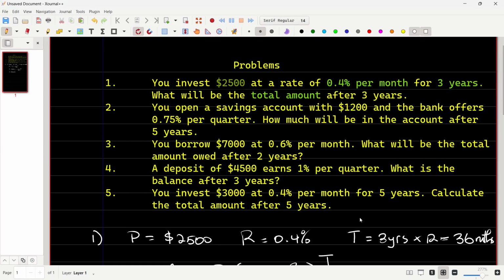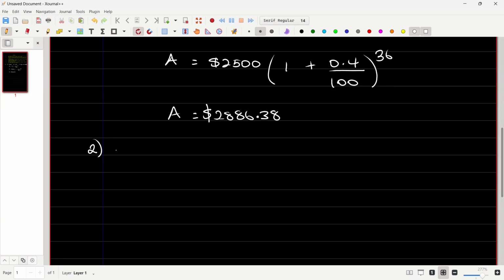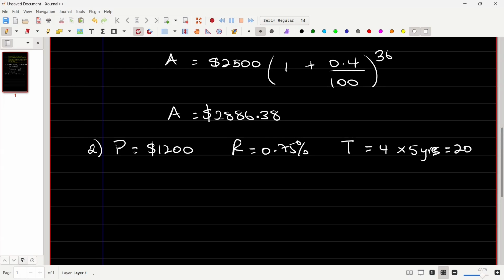Let's go to number 2. You open a savings account with $1,200, so that's the principal, and your bank offers 0.75% per quarter. How much will be in the account after 5 years? We just have to find out how many quarter intervals there are in 5 years. So the principal is equal to $1,200. The rate is 0.75% per quarter, and the time period is in terms of quarters. We know that there are 4 quarters in a year, so 4 times 5 years is equal to 20 intervals that you will get interest on.